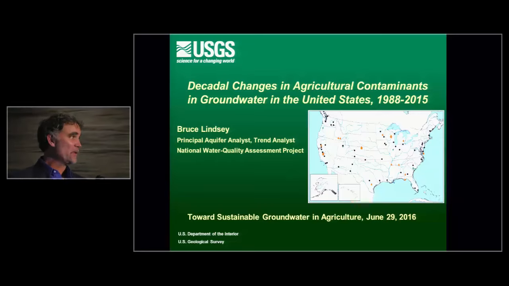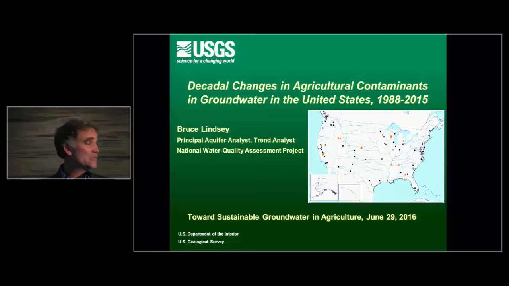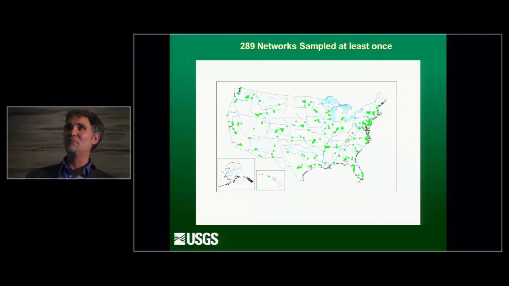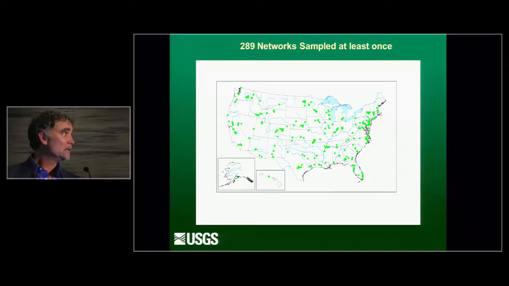So to start off with, this is a result of the work done by the USGS National Water Quality Assessment Program. I do the trend analysis for the groundwater program. So that's what you're going to be seeing today. And to start off with, I wanted to explain how we got the network that I'm going to show today.